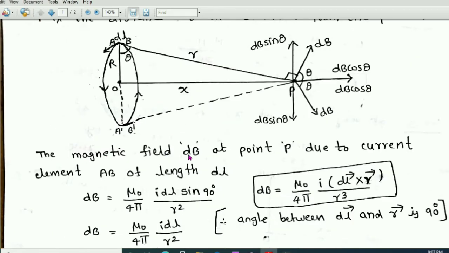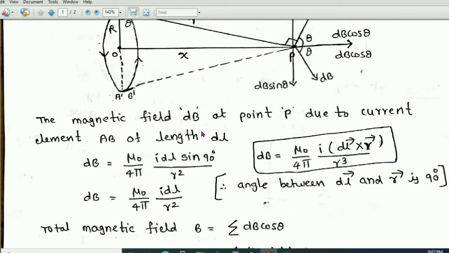Now, the magnetic field dB at point P due to the current element AB of length dl. According to Biot-Savart's law, the magnetic field dB due to the length element at a point P is given by mu naught by 4 pi, I dl sine theta by r square. So in the vector form, it can be expressed as dB bar equal to mu naught by 4 pi, I into dl bar cross r bar by r cube. Theta is the angle between dl bar and r bar.